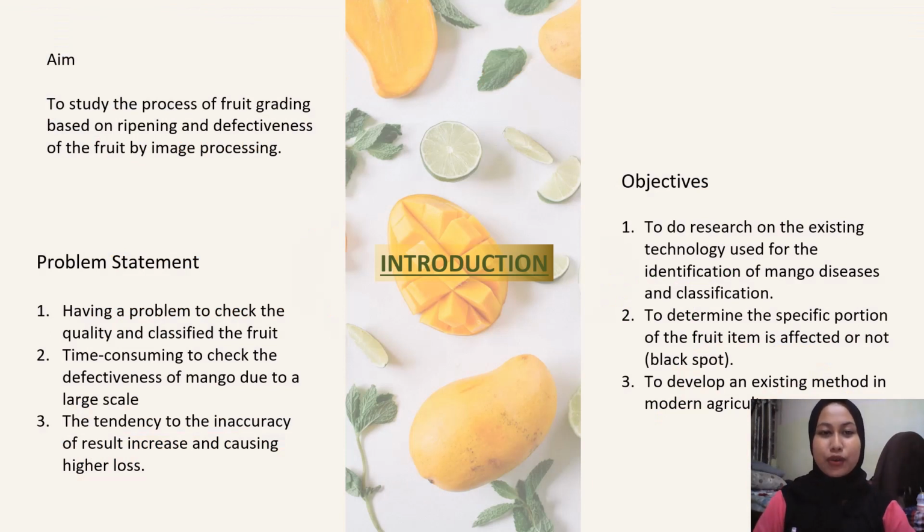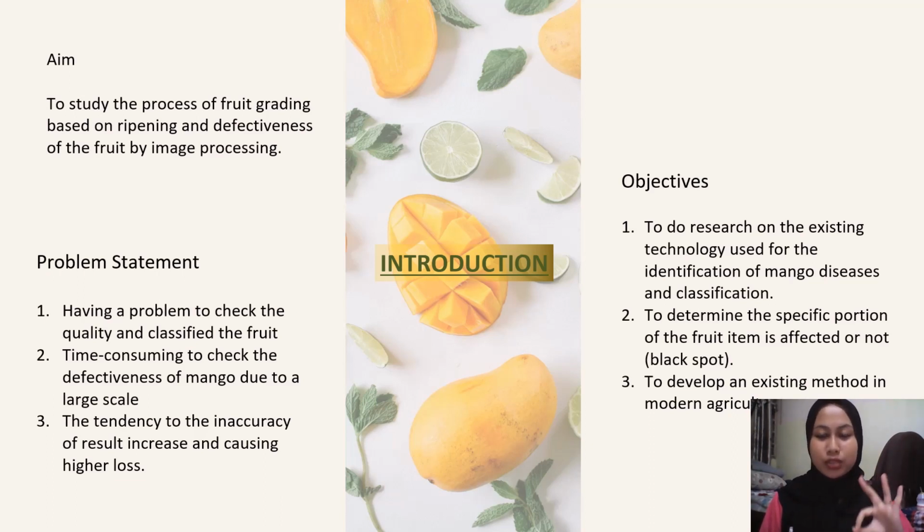And the aim of this project is to study the process of fruit grading based on ripening and defectiveness of the fruit by image processing. The problem statement for this experiment is having a problem to check the quality and classify the fruits, and also time consuming to check the defectiveness of mango due to a large scale. The last problem is the tendency of inaccuracy of result increasing and causing higher loss.